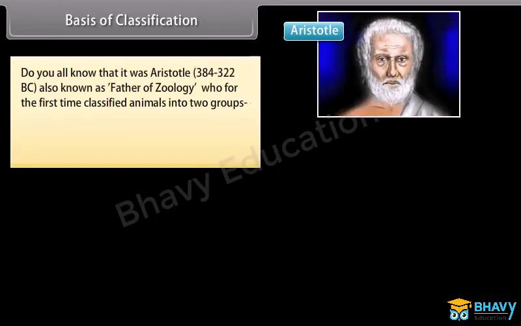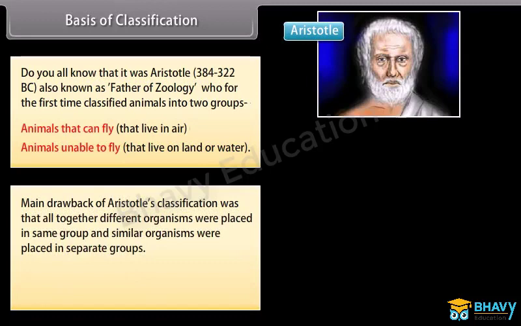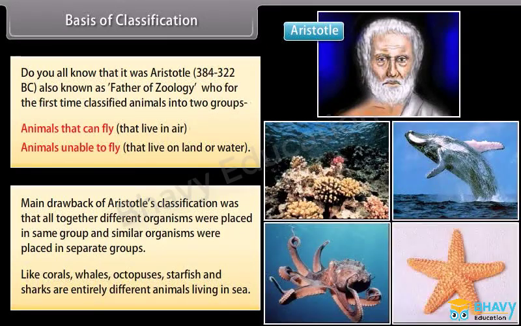Do you all know that it was Aristotle, 384 to 322 BC, also known as father of zoology, who for the first time classified animals into two groups? Animals that can fly, that live in air. Animals unable to fly, that live on land or water. The main drawback of Aristotle's classification was that altogether different organisms were placed in the same group and similar organisms were placed in separate groups. Like corals, whales, octopuses, starfish, and sharks are entirely different animals living in the sea.